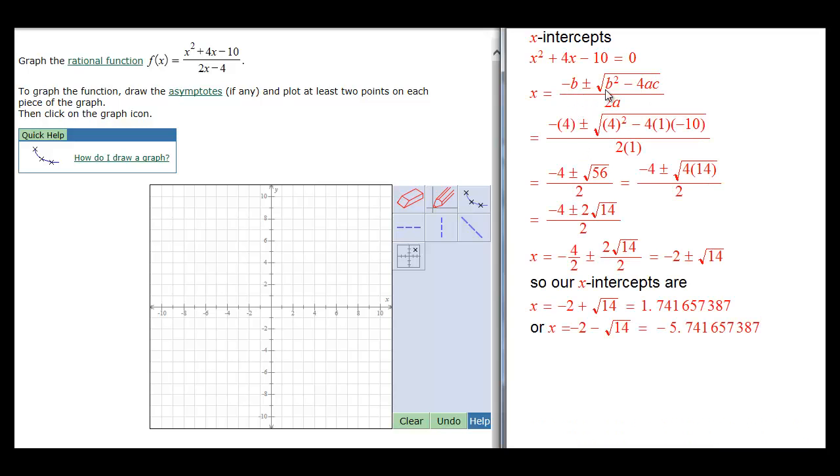Minus b plus or minus square root b squared minus 4ac over 2a. Your a is 1, b is 4, and c is negative 10. So plug those in, and here's what we got. So negative 2 plus or minus square root 14. Even though you can't actually plot these, you can approximate it. So we know that at approximately 1.74 and negative 5.74, the graph hits the x-axis. Once you have that knowledge, then we can continue with the other steps. So let's take a look and see what we do for the remaining steps.